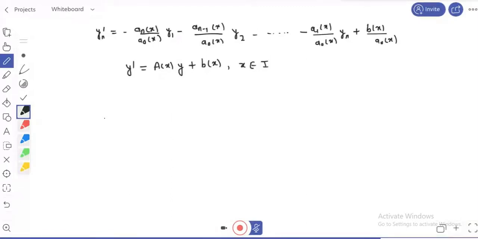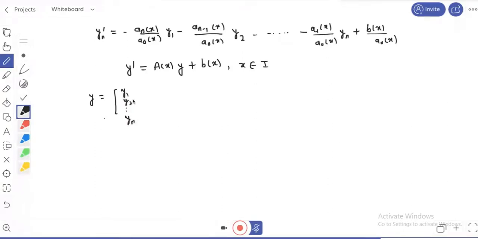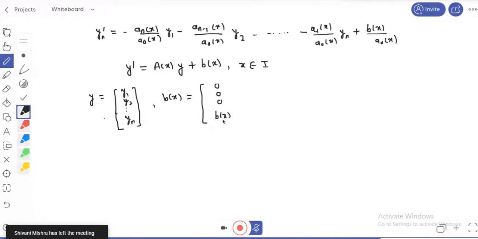Here, what is your matrix Y? Y is a column vector whose components are y1, y2 to yn. And what is your B(x)? That column matrix B(x) is just 0, 0, and the last one is b(x) over a0(x).